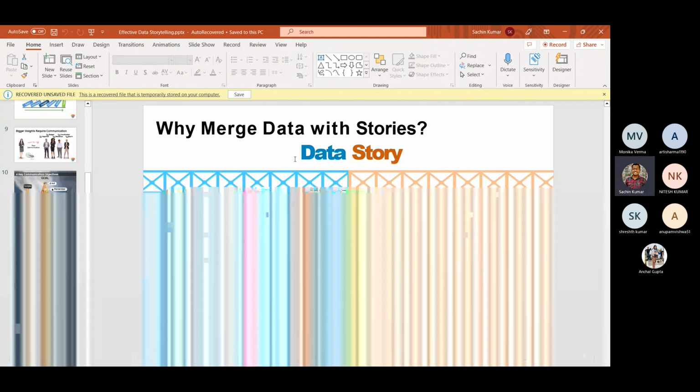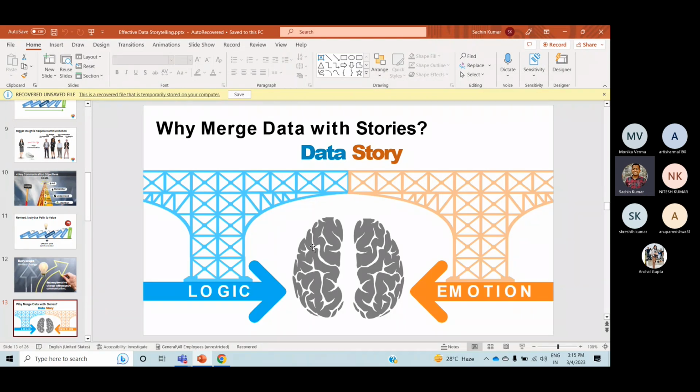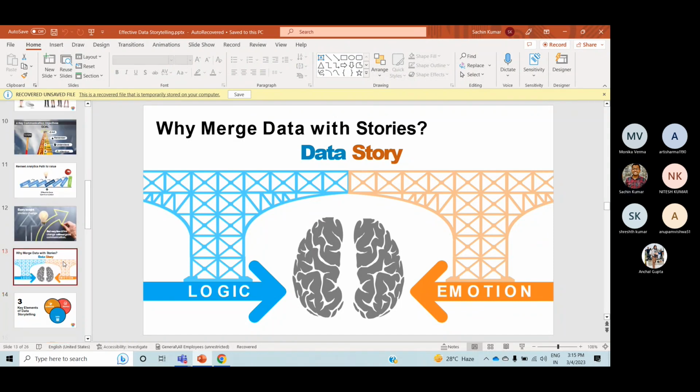So basically, these are two different things, logic and emotions, merged by combining the data with the story.